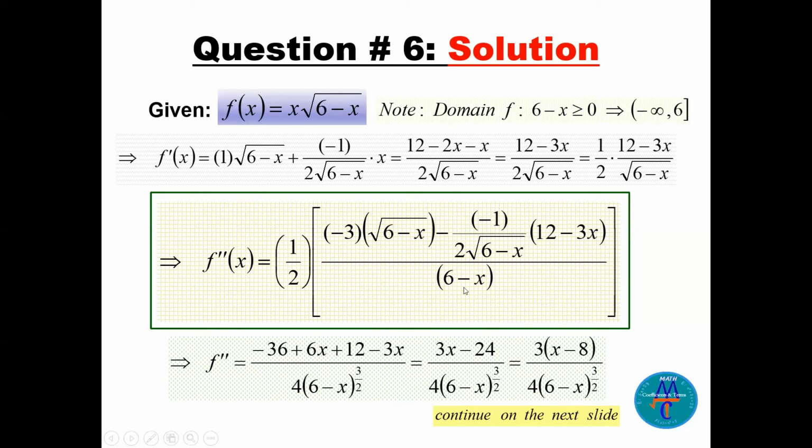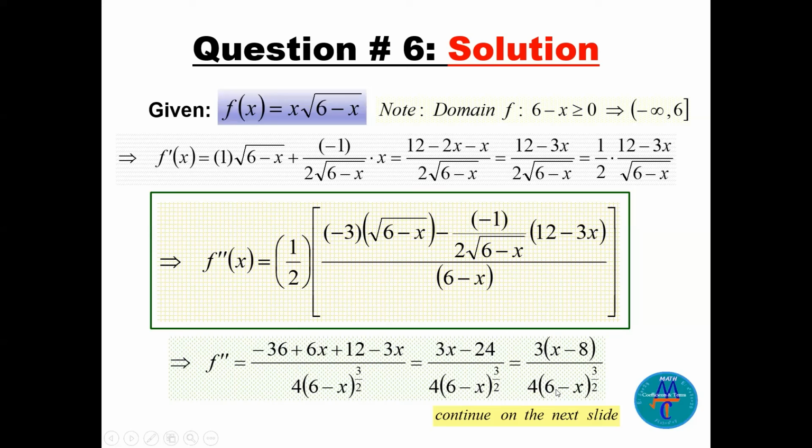3 over 2 is coming from power 1 here and power half. And there is a half here, 2 in the denominator. There is another 2 in the denominator. It will be 4. So please check the numbers. When you simplify everything, you will get 3x minus 24 over 4 times 6 minus x to the power 3 over 2. Take 3 as a common factor: x minus 8 over this.